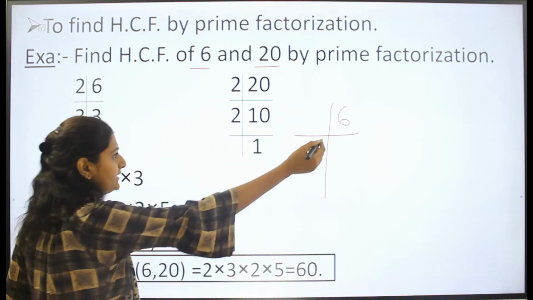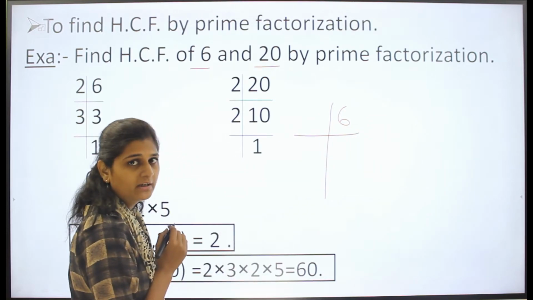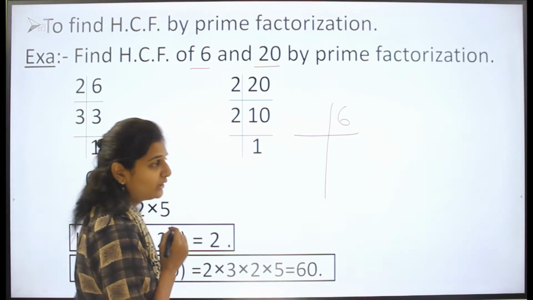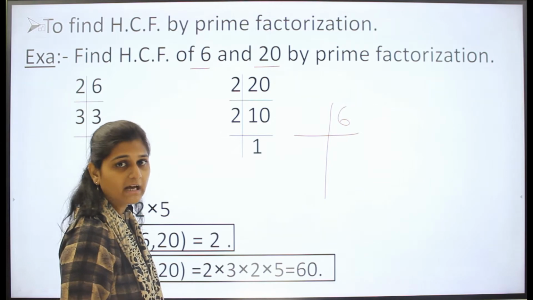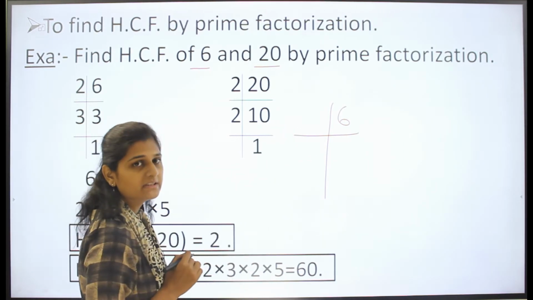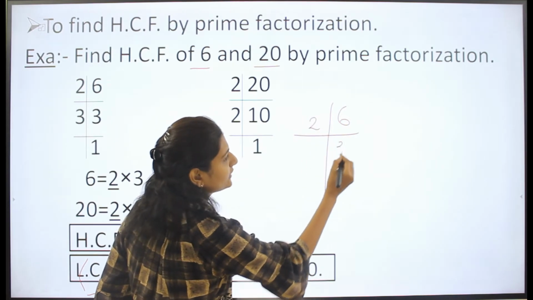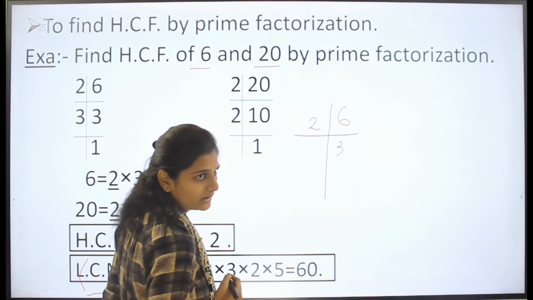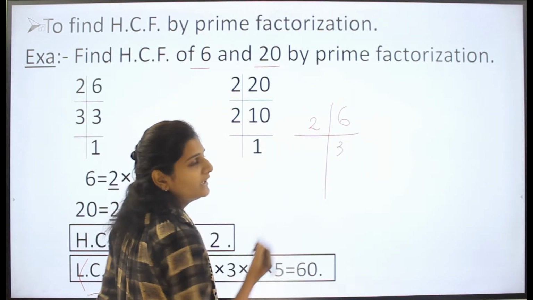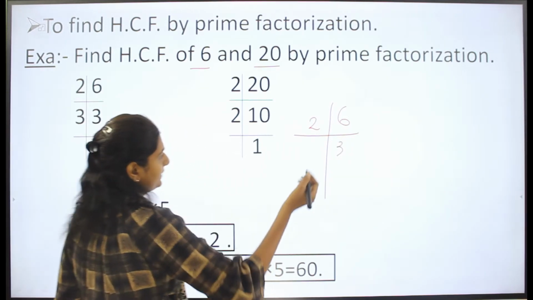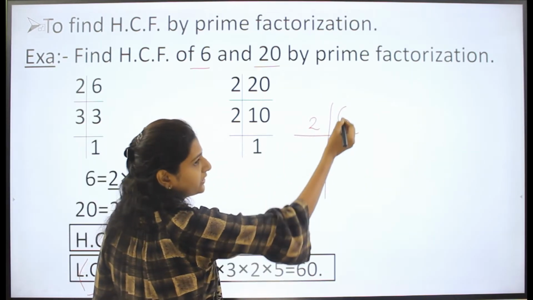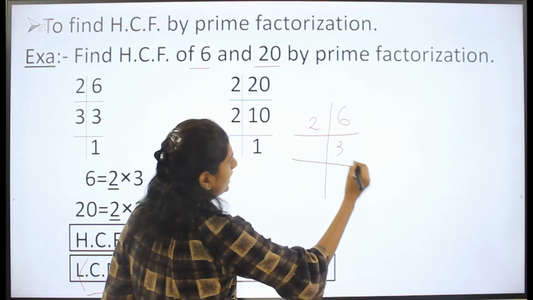Now, is 6 divisible by 2 or not? Yes, 6 comes in the table of 2, that is 2 3s are 6. So 6 is divisible by 2, and here you can write 2 3s are 6. This is how we apply the prime factorization method. Now 3.